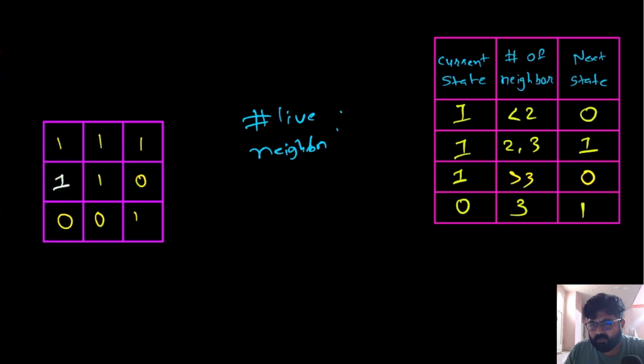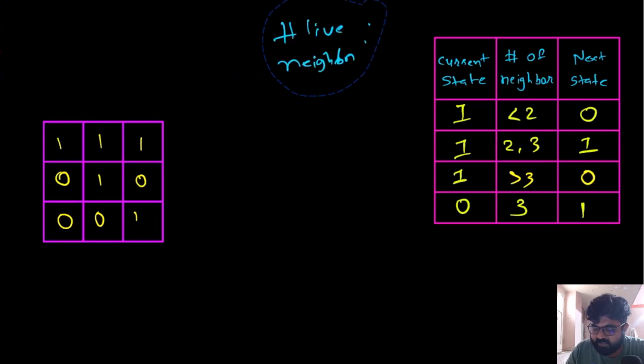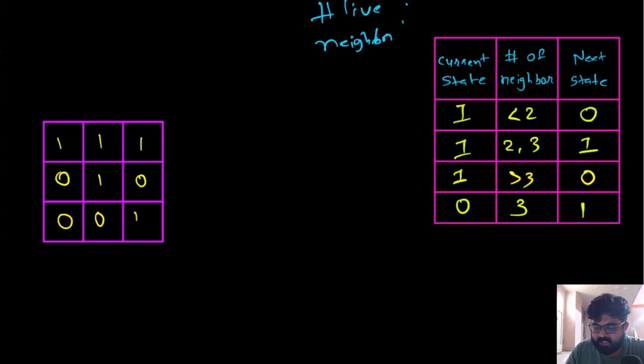So one possible solution for that is that rather than making changes in place, we create a duplicated grid which contains the original items. So say for an example, suppose this was the original input we are given and we need to make changes. So what we are going to do is, first of all, we are going to create duplicated entries and we are going to keep track of live neighbors.